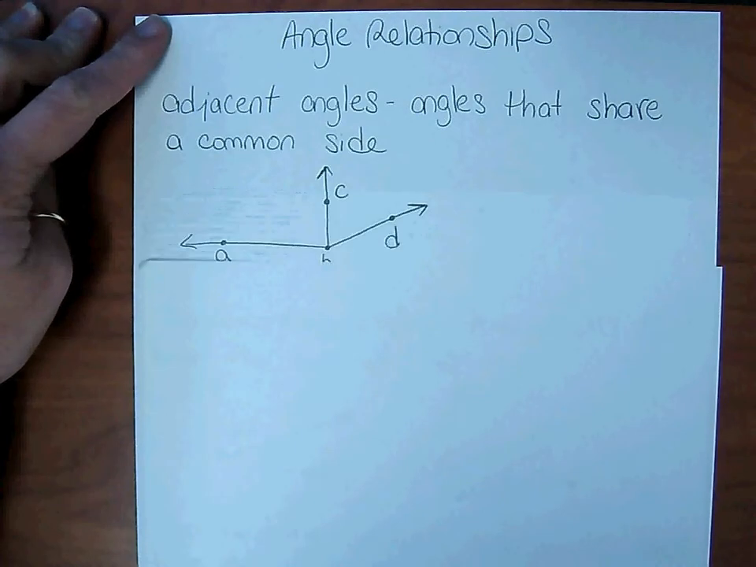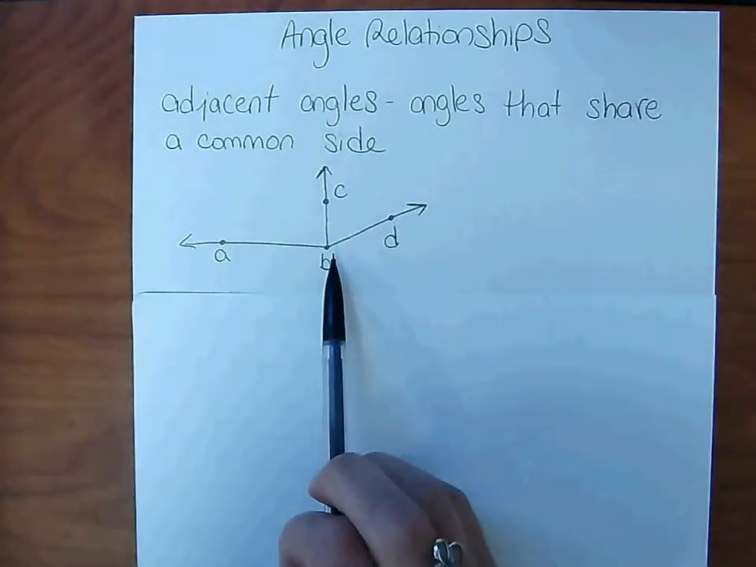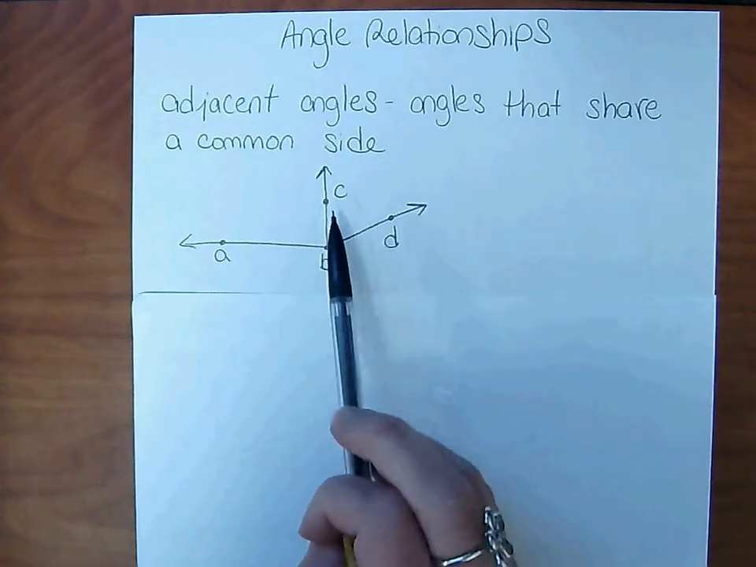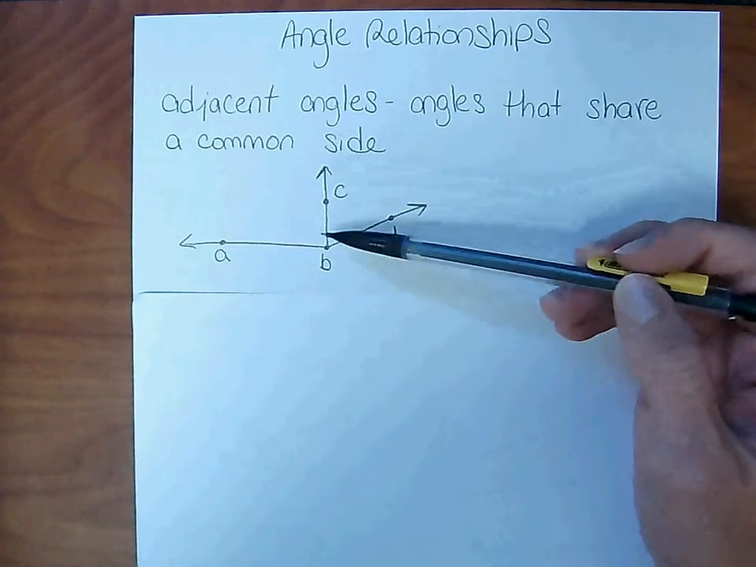Angle relationships. Adjacent angles are angles that share a common side. So here, angle ABC is adjacent to angle CBD because they share that common side of CB.